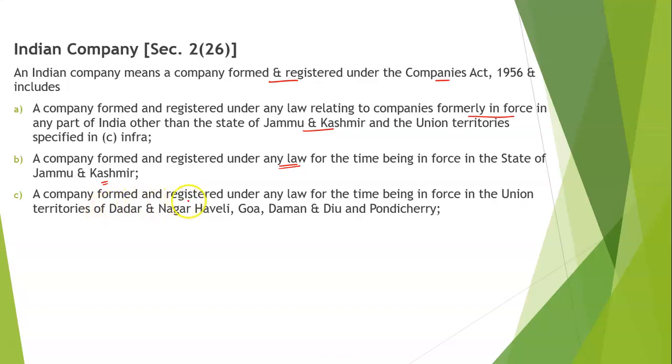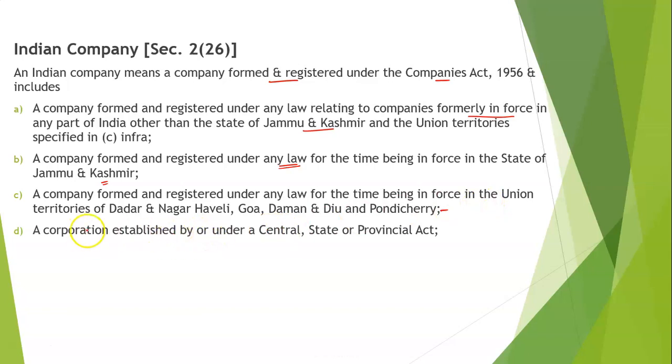Next, any company formed and registered under any law for the time being in force in the Union Territories of Dadra and Nagar Haveli, Goa, Daman and Diu and Pondicherry. Just like we saw in the previous point for Jammu and Kashmir, herein we have set out certain Union Territories, and for these Union Territories, if any company is formed and registered under the law which is applicable to them, they shall be treated as an Indian company.